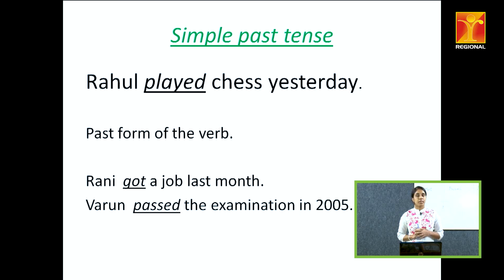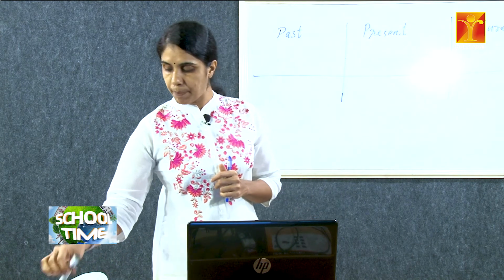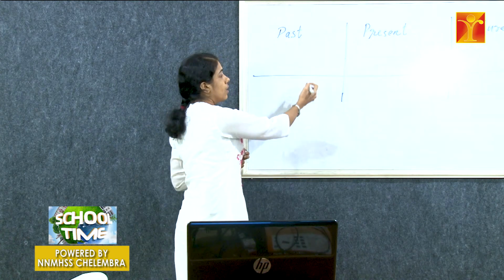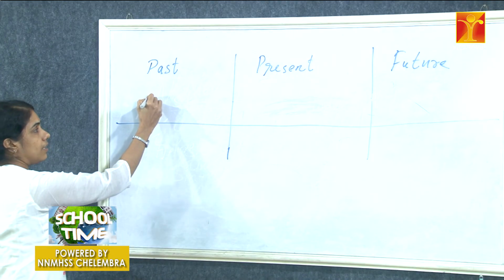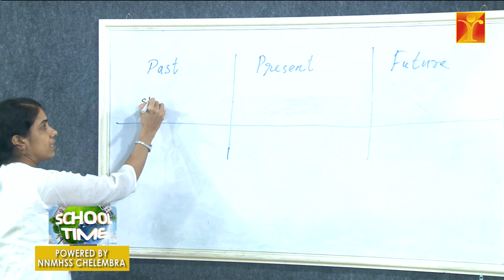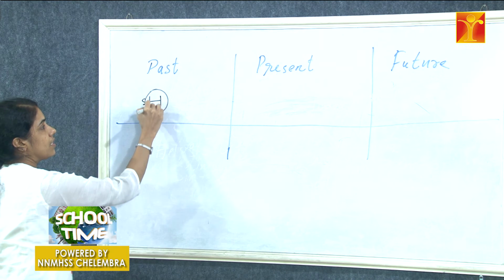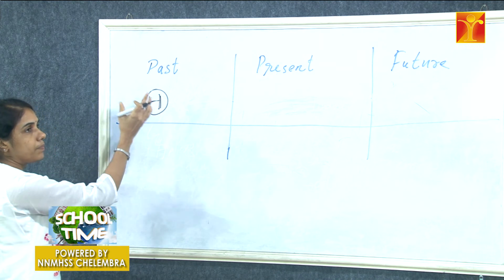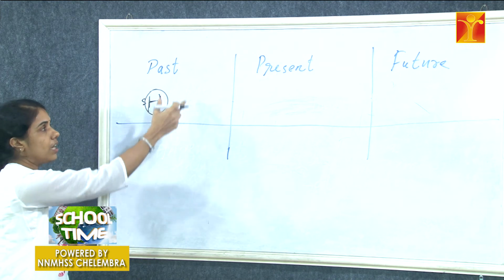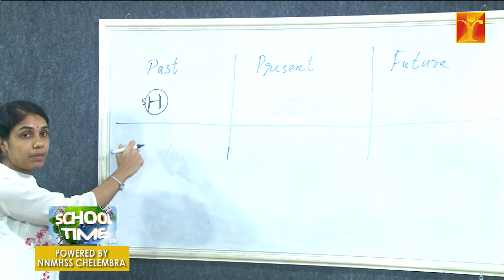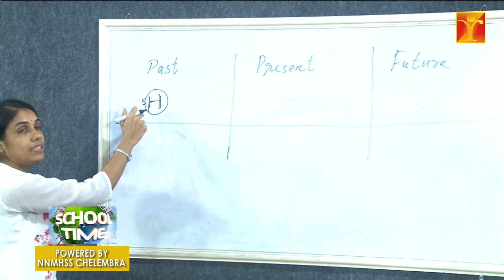So, simple past tense is used to express an action which took place in the past. It happened in the past. We use this tense for a thing that happened, started and ended. It has happened in the past. We are expressing through simple past tense an action that happened in the past.